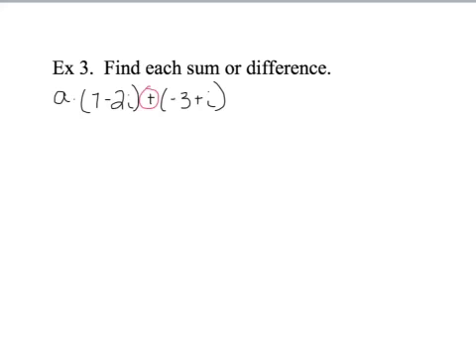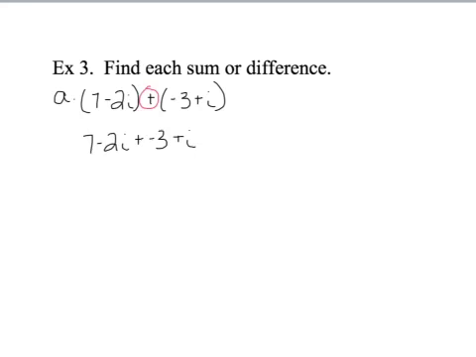Or the real parts are added together, then the imaginary parts are added separately. So let's see what that looks like. First of all, if we're doing addition, you can really just drop your parenthesis signs. 7 minus 2i plus negative 3 plus i. And I can go ahead and combine my like parts.